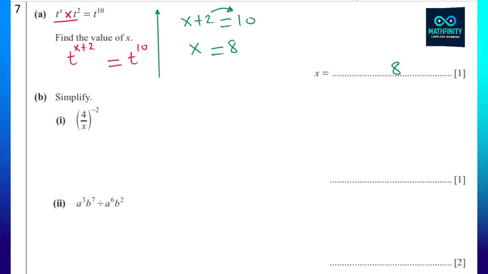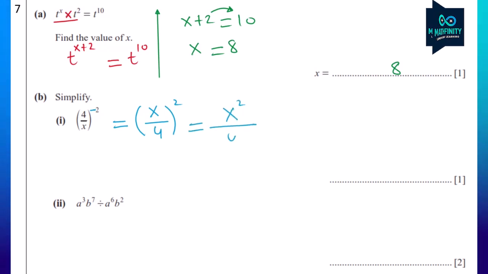B part, first we have to flip. We have to convert this negative into positive. If you convert the index from negative to positive, you have to take the reciprocal. We will write like this, and then we will open the bracket: x power 2, 4 power 2, and we can write x square over 4 squared, which is 16, 4 times 4. Okay.